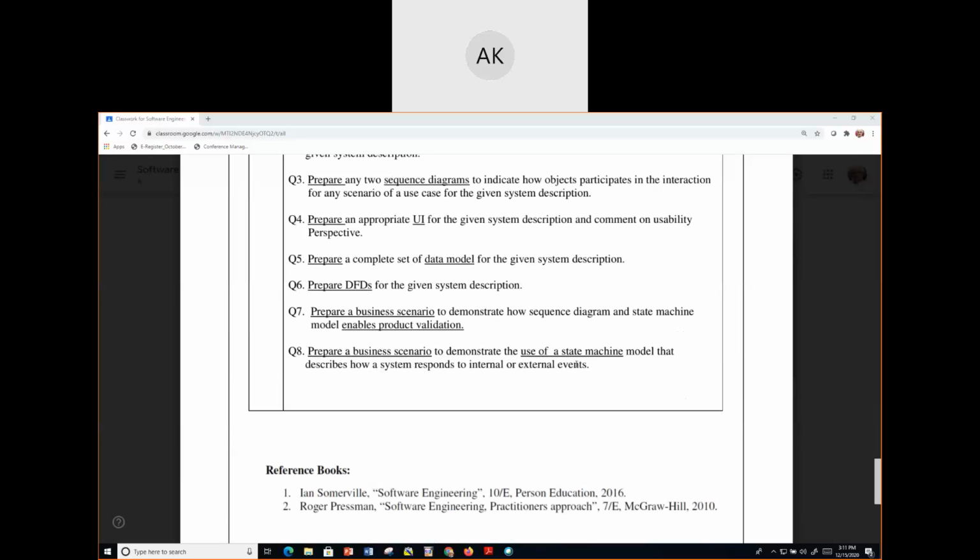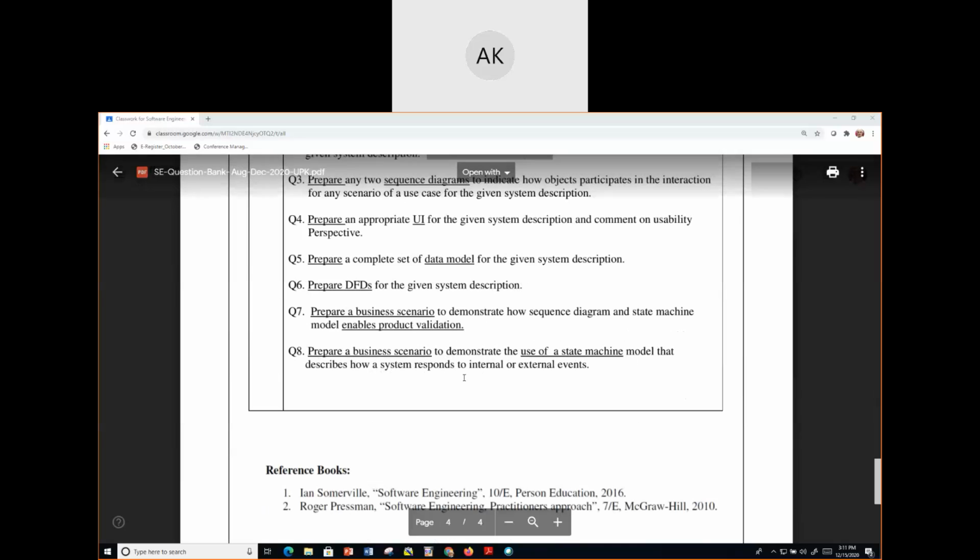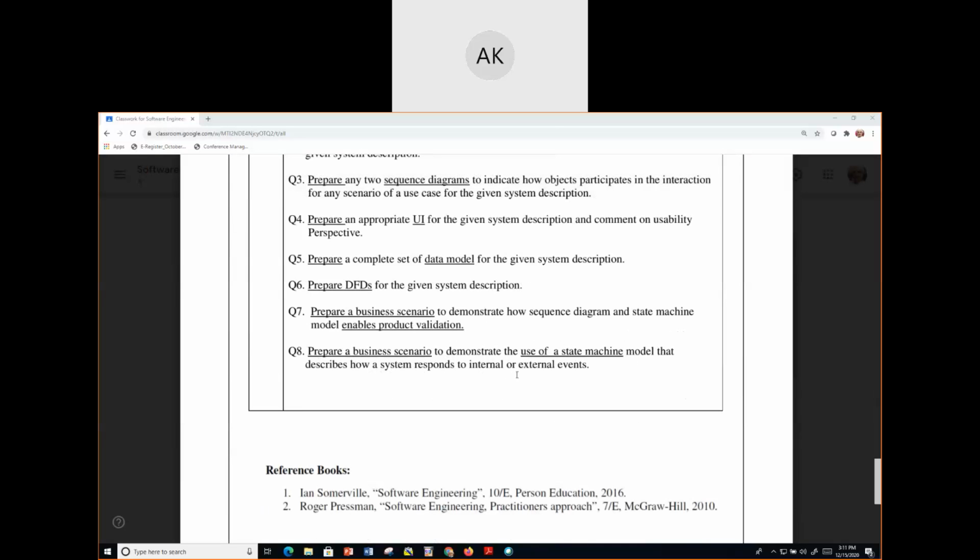Prepare a business scenario to demonstrate the use of a state machine model that describes how a system responds to internal and external events. Your stack example, the state diagram which we have taken as an example now, that is the best. State diagram for stack. Are you clear?